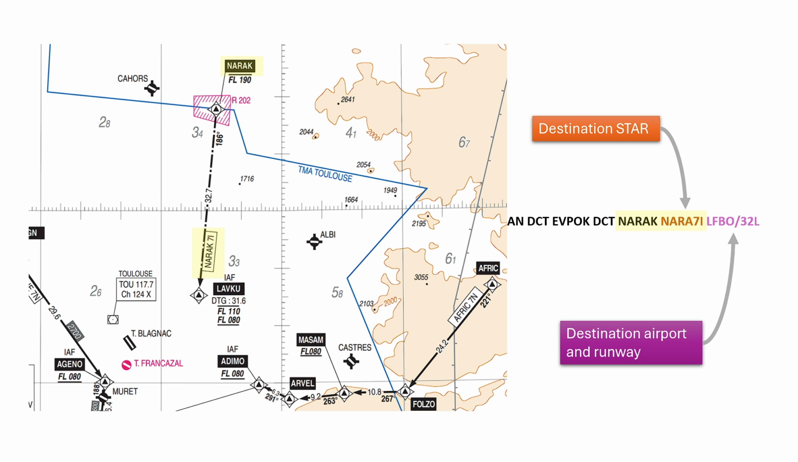Narek 7 India is a very simple procedure that just goes from Narek and takes us up to Lavku. From that point, we'd probably be vectored by air traffic control to actually get to the airport. So it's a very simple procedure, one waypoint. They can be a lot more complicated than this, but this is a very simple example.